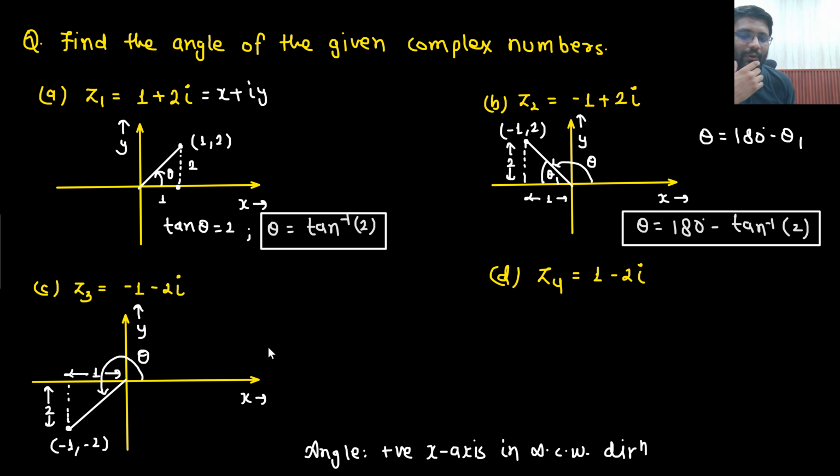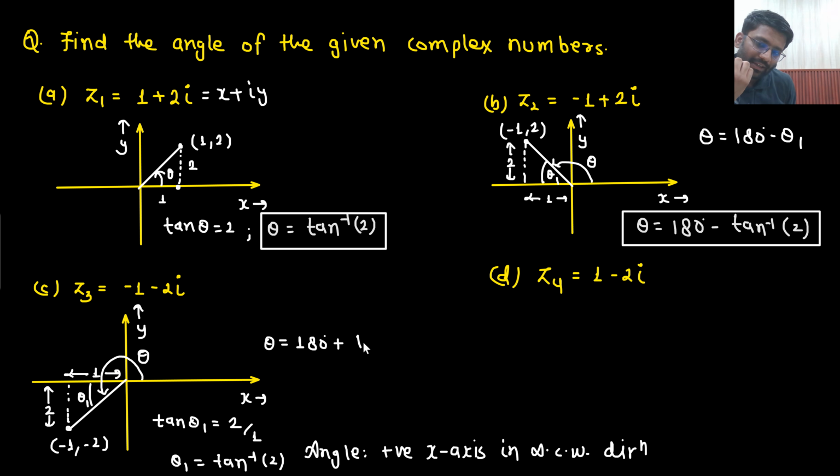Now can anyone comment what will be your theta? Sir, what is this angle? This angle is nothing but theta 1. So what is tan theta 1? Tan theta 1 is nothing but this height, which is 2, divided by this, which is 1. So theta 1 is nothing but tan inverse 2. So what will be the angle theta? Angle theta will be nothing but 180 degree plus tan inverse 2.